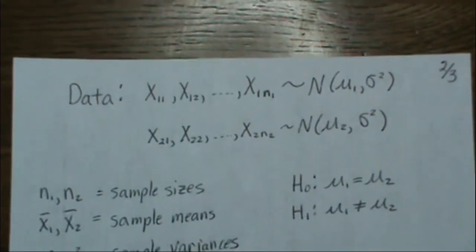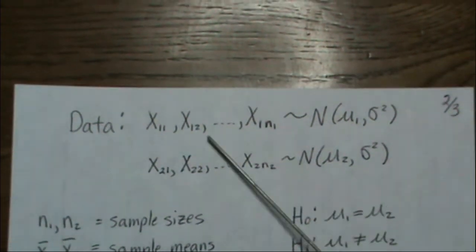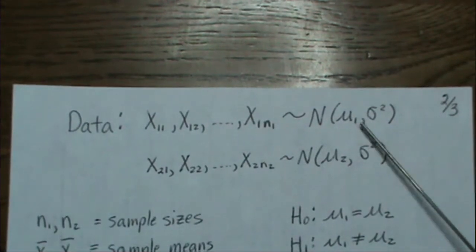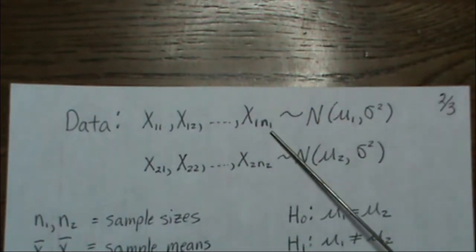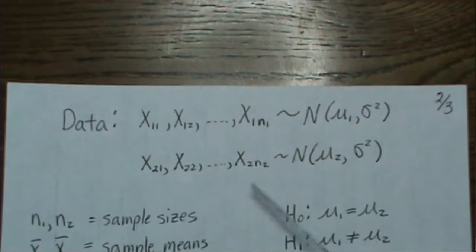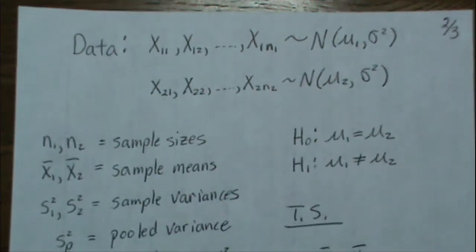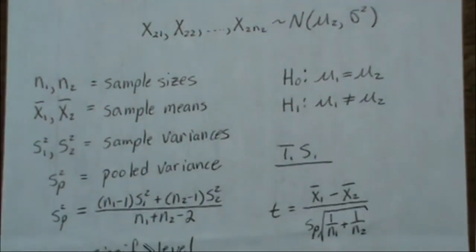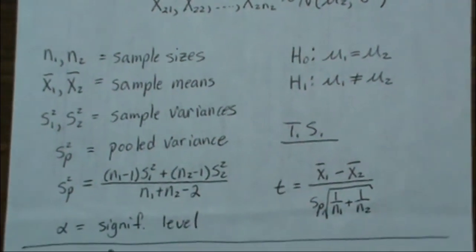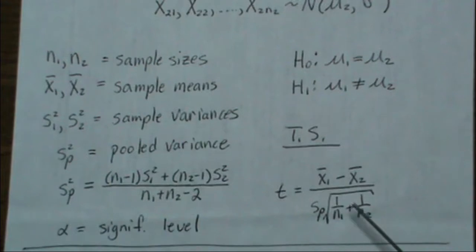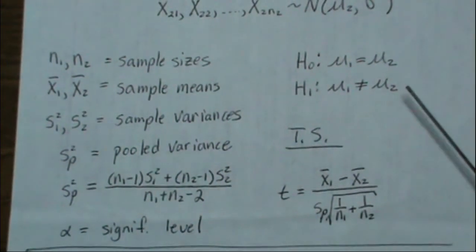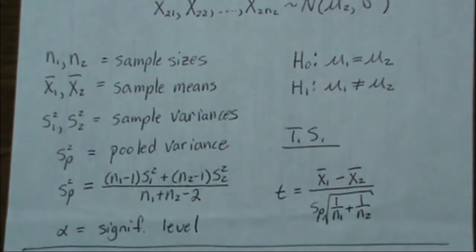To set it up, we need two populations, both normal, mean mu1, mu2, different sample sizes, N1 and N2. And you can kind of see that. The sample sizes are different, sample means, pooled variance, significance level alpha, and here's the standard test statistic. We're going to test, are the means equal or are they different?